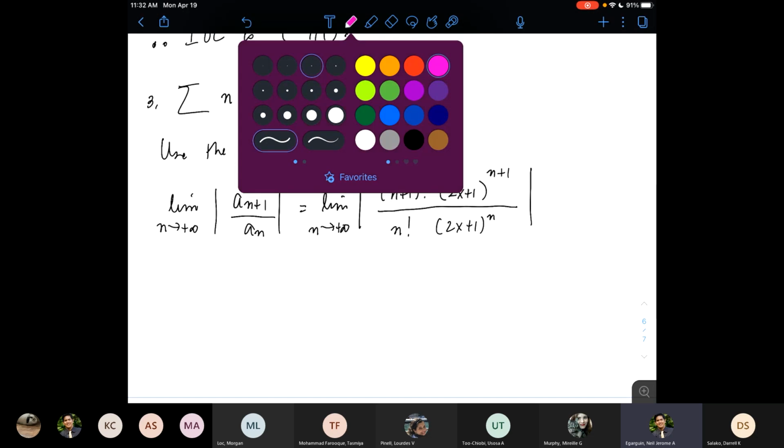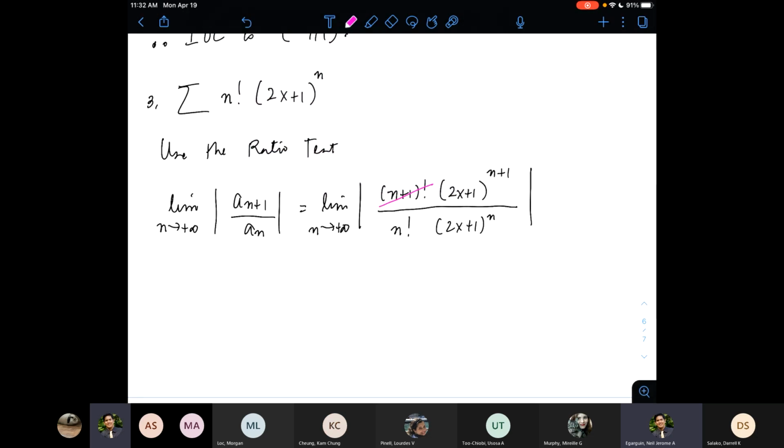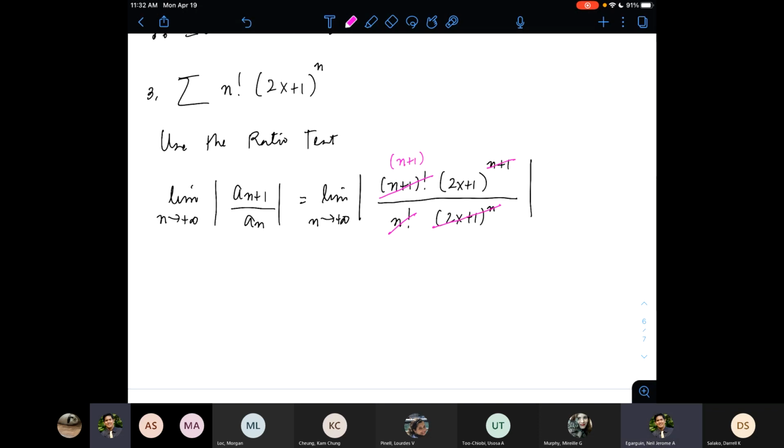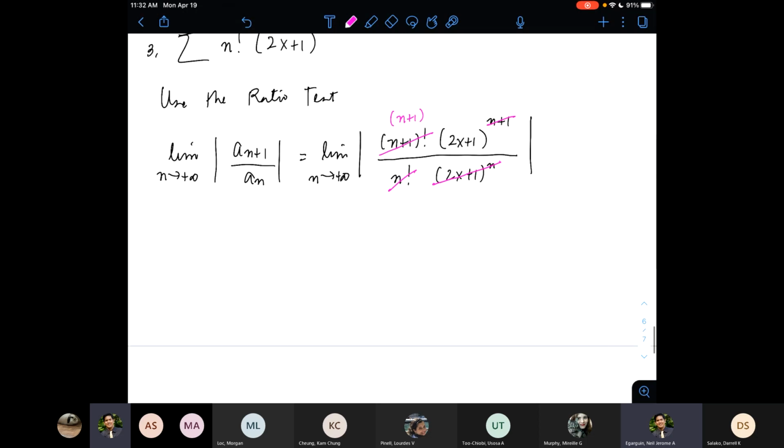Now we know that (n plus 1) factorial will cancel with n factorial, but it will have some change. Specifically, you'll have an n plus 1 left on top. Meanwhile, for those with the 2x plus 1, the entire denominator will be wiped out, but there will be a 2x plus 1 left in the numerator. So basically here, we'll have the limit of the absolute value of (n plus 1) times (2x plus 1) as n approaches infinity.